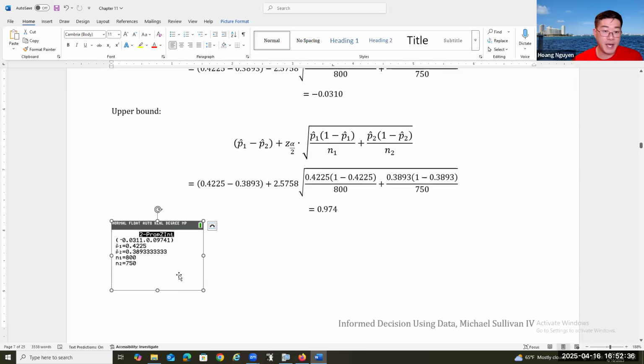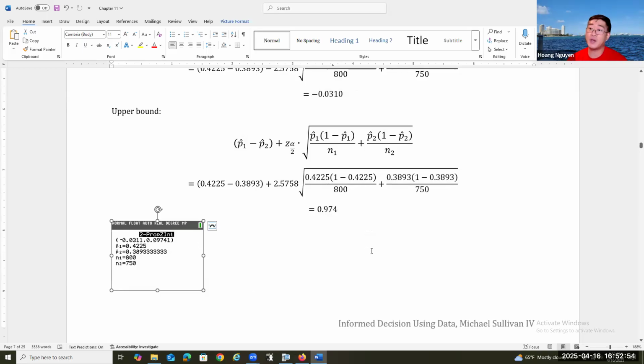Okay, so based on the calculator, the lower bound is negative 0.0311. We have negative 0.0310 because of a rounding error. And then for the upper bound, we have 0.0974. Okay, so that's good.